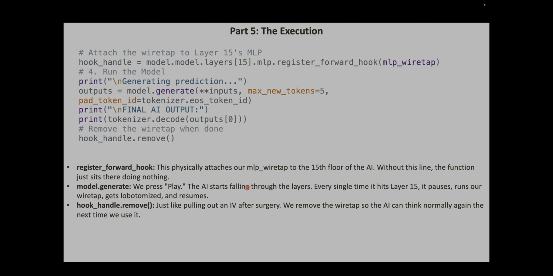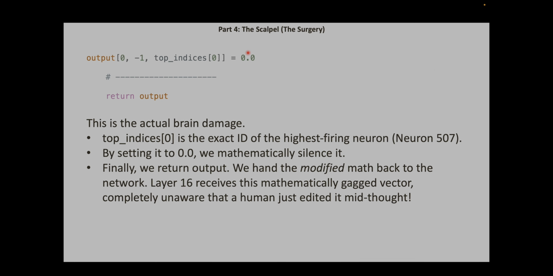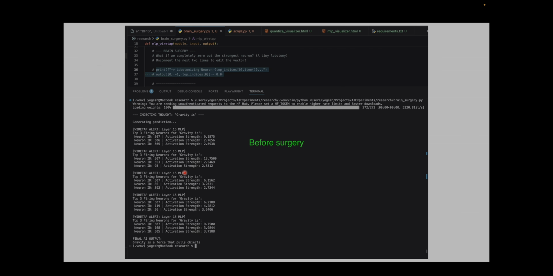So the model generator will press play and the AI starts falling through the layers. Every single time it hits layer 15, it pauses, runs over the wiretap, gets lobotomized and resumes. So setting it to zero is what it is, right? Hook handle remove is just like pulling out an IV after surgery, we remove the wiretap. As soon as we do model generate, we remove the hook handle, right? So the AI can think normally again, and then next time we use it.